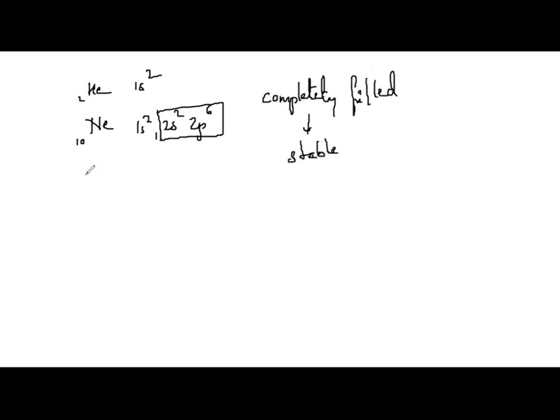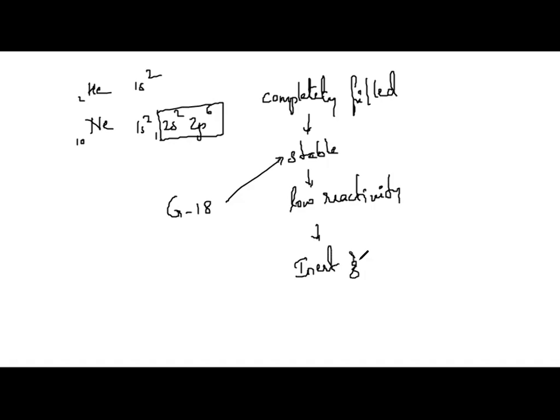Unlike other elements. If you see all the other elements except these group 18 elements, the remaining elements do not have completely filled orbitals. Therefore, they are reactive. Whereas group 18 elements, since they have completely filled outermost shells, are very stable. Since they are stable, they have very low chemical reactivity. That's the reason they are called inert gases. Understood? So noble gases are called inert gases.